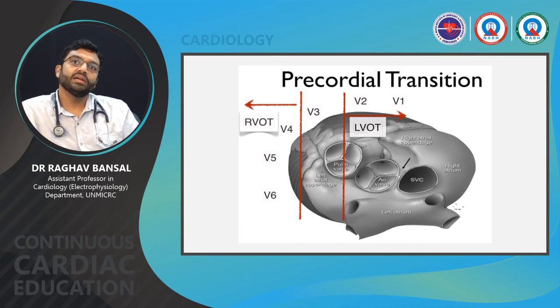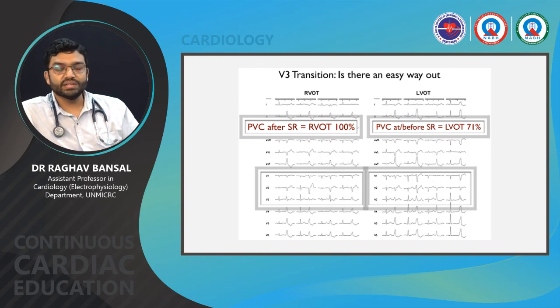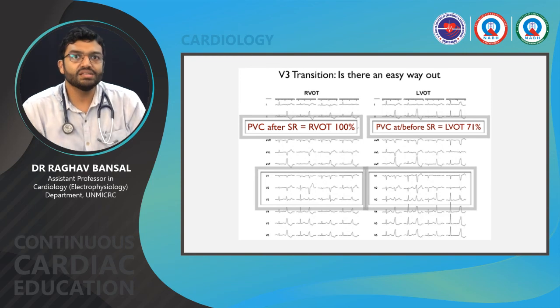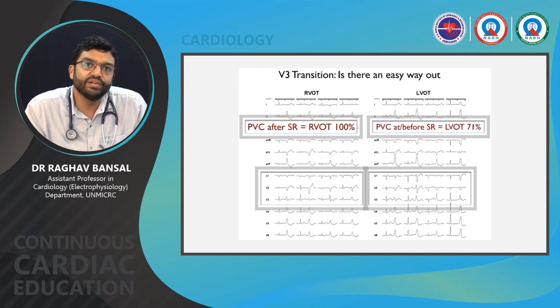So what we look at with a V3 transition is whether the PVC transition occurs after the sinus rhythm transition. If it happens that way, then it is mostly arising from the RVOT, and this is very specific for the RVOT. In almost 100% of the cases, it would be RVOT. In this example, the transition in sinus rhythm happens in lead V2. However, the transition in the PVC happens in lead V3. So the transition is later than the sinus rhythm.